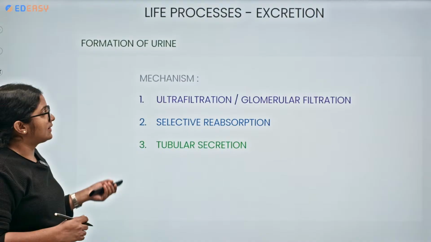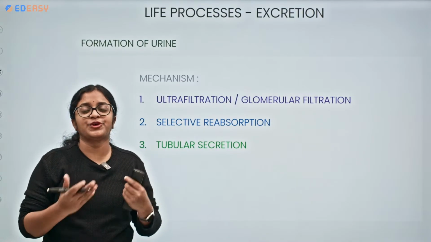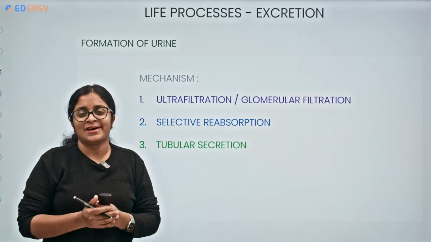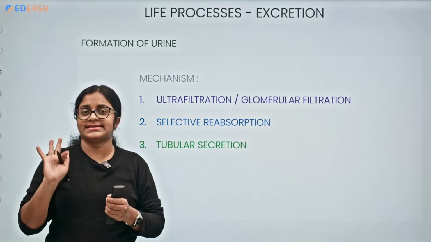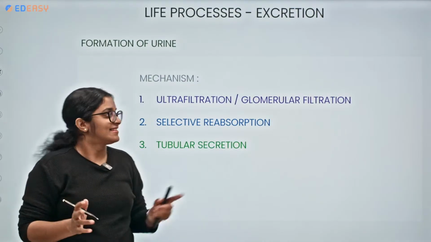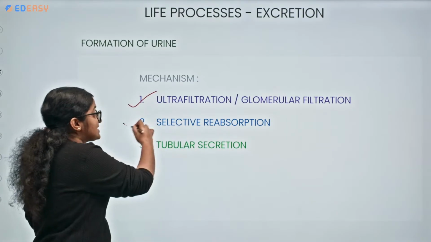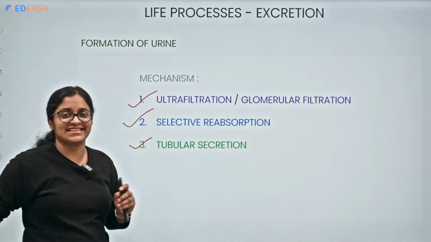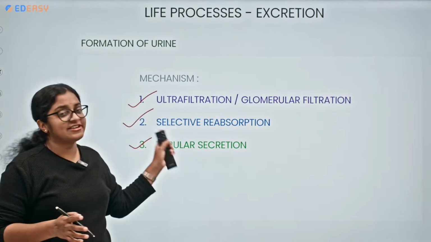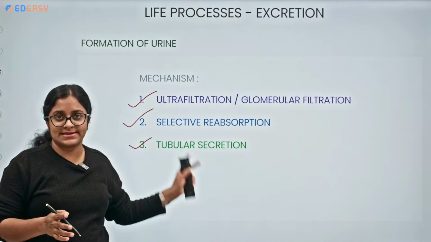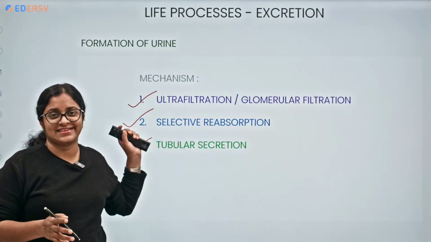Now, moving on, let's understand the mechanism of urine formation. In the mechanism of urine formation, there are a total of 3 steps. So what are they? First, ultrafiltration or glomerular filtration, second, selective reabsorption, and third, tubular secretion. Remember how many steps? 3 steps. Let's dive into the concept of this.